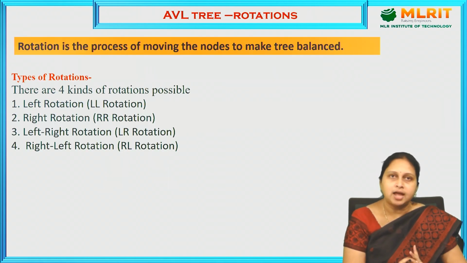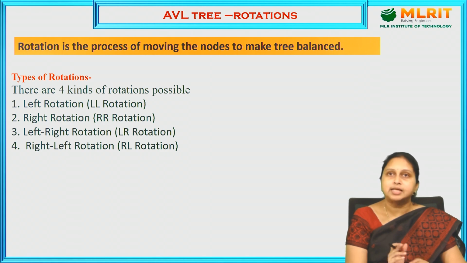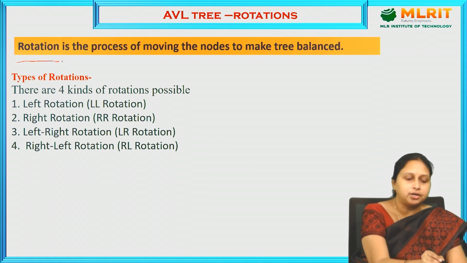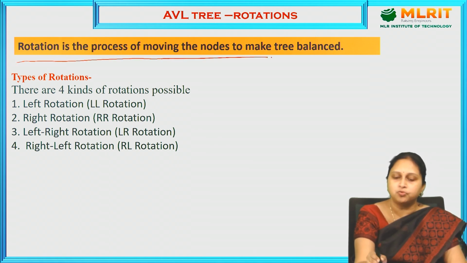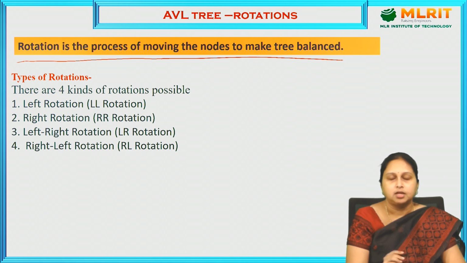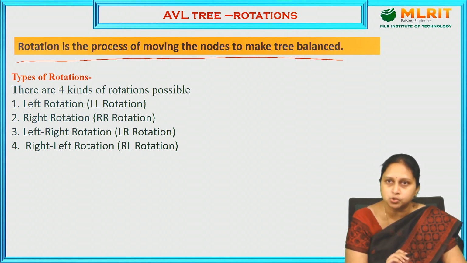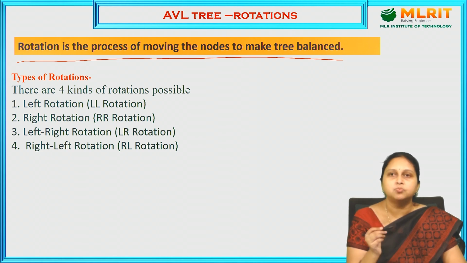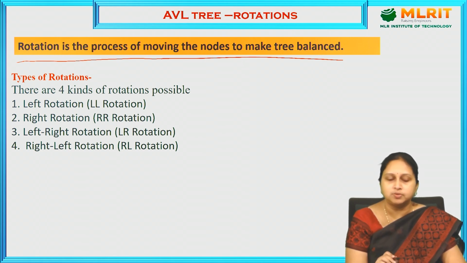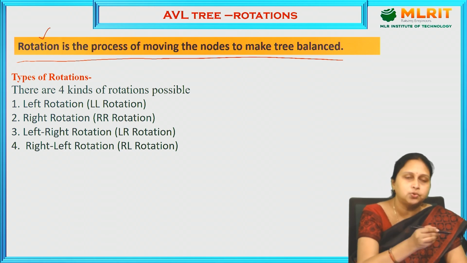Now, when this tree is unbalanced, in that particular case, we are going to perform some rotations. Here you can see what a rotation is. Rotation is nothing but a process of moving the nodes to make the tree balanced. In the previous example also we have seen a tree is unbalanced because the balance factor is beyond the values 0, minus 1 or 1. If it goes beyond these values, we consider it not balanced. In that case, we are going to perform rotation.